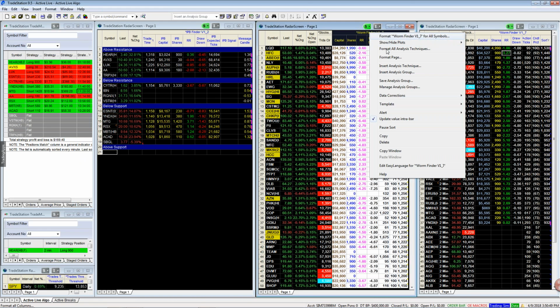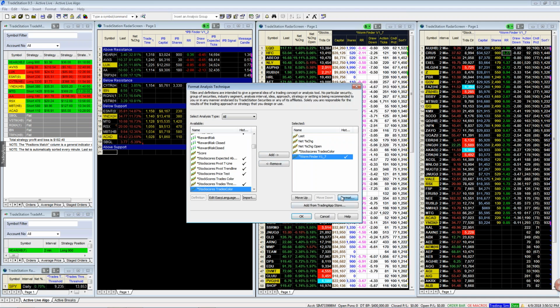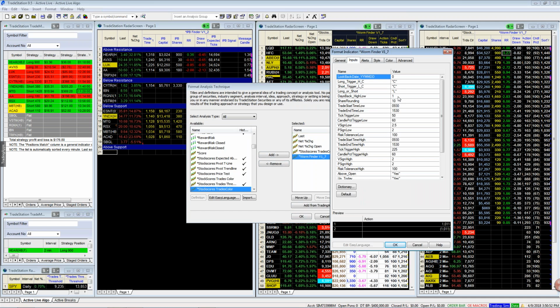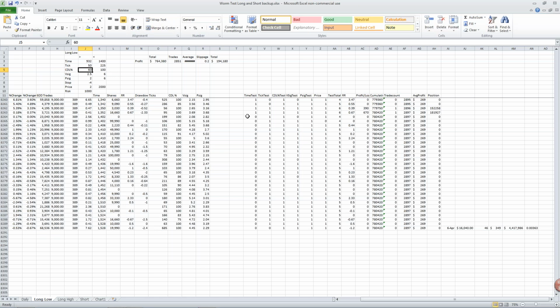If I right mouse click on this and go format, and go to inputs, you will see that the tick trigger is 50, the candle percent is 60, the volume signal is 2.5, the price signal is 2. I go back into my spreadsheet. Those are the values that are here, 50, 60, 2.5, 2. All right, that's all built in there already.